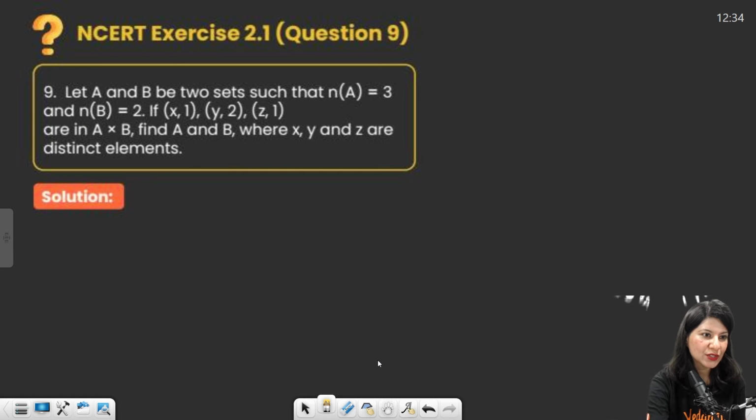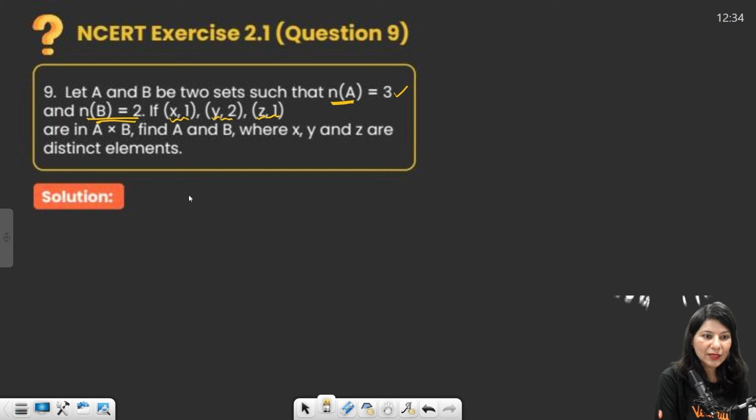All right, 8th question done nicely. Now we are having 9th question. A and B be two sets. Cardinality of A is 3. Cardinality of B is 2. If x, 1, x, y, 2, z, 1 are in A cross B.